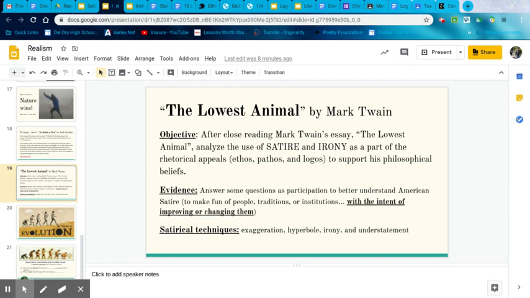On Classroom, I'm going to post also a video about Mark Twain so you can get a better idea behind who he is or who he was. But the objective for today, tomorrow, Friday, is close read Mark Twain's essay, The Lowest Animal. Analyze the use of satire and irony as a part of the rhetorical appeals, ethos, pathos, logos, to support his philosophical beliefs.